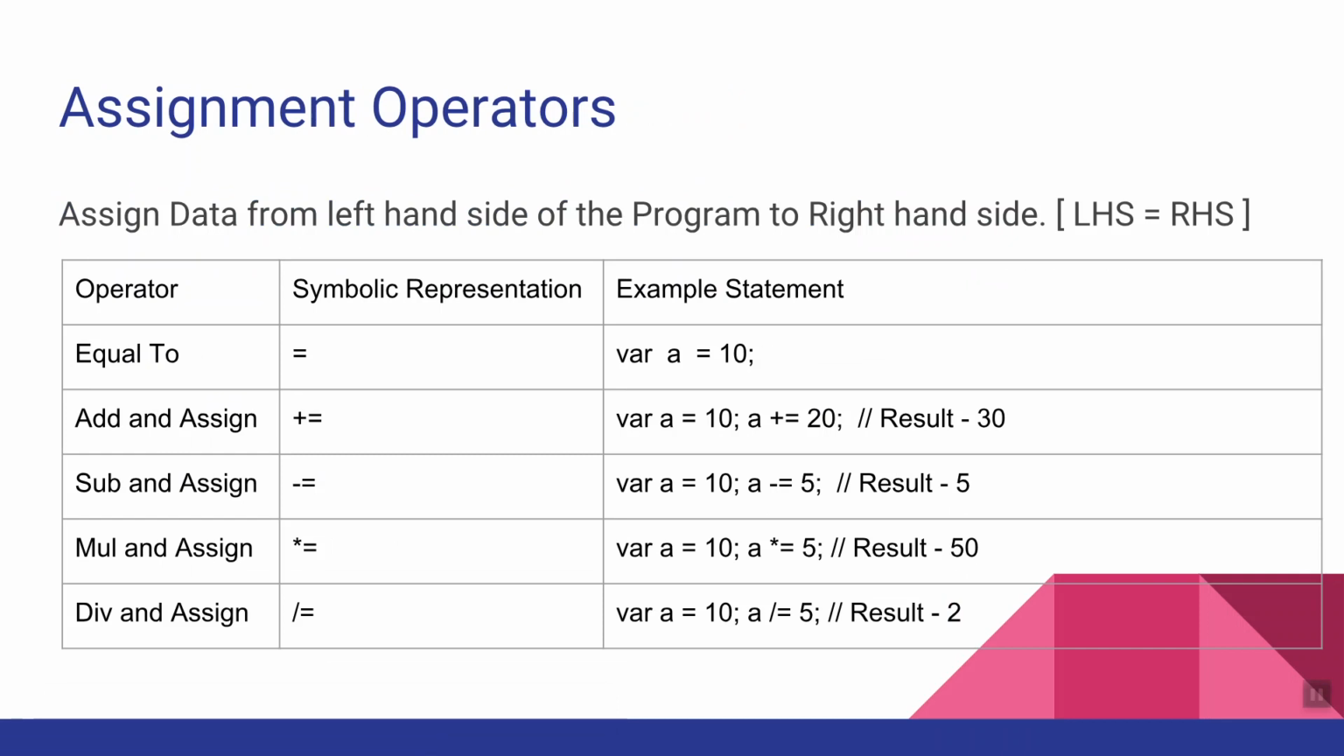If I'm going to say a minus equal to 5, considering the value of a is 10, then it is going to subtract first. So 10 minus 5, 5. So the result will be stored as 5 inside your variable. So that's how the assignment operator works. It's going to perform the specified operation before it is going to assign the values.